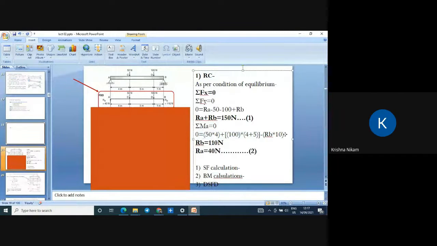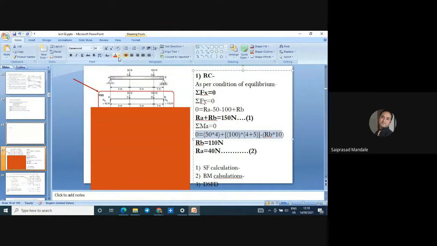Okay, yes sir. This equation is nothing but the equation of moment. Try to understand this equation. Try to understand this term. This is nothing but the summation of moment about point A.